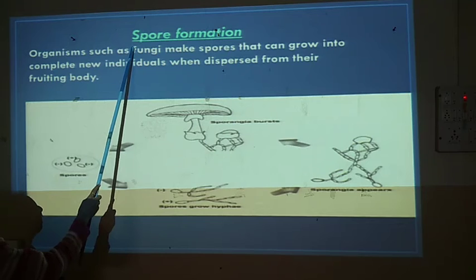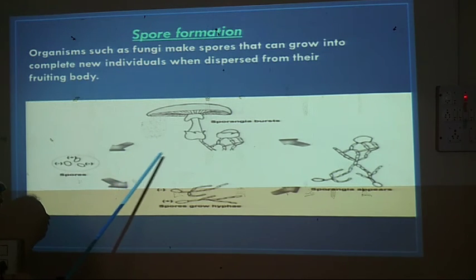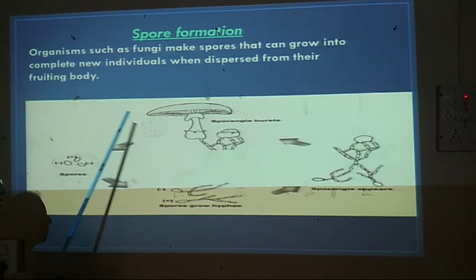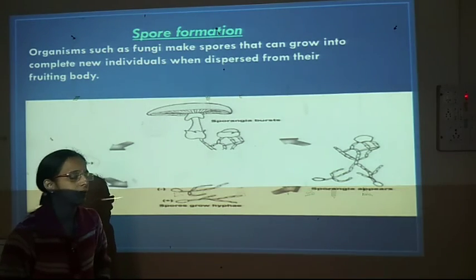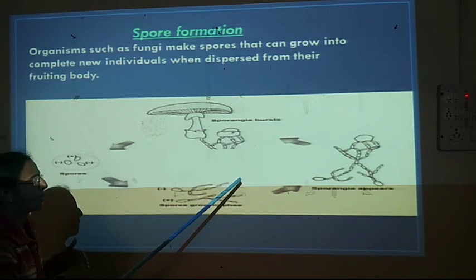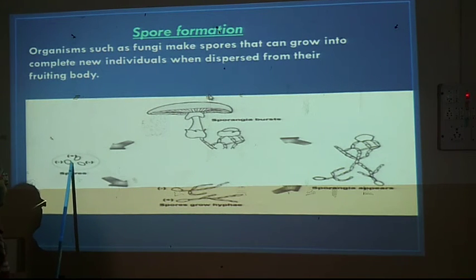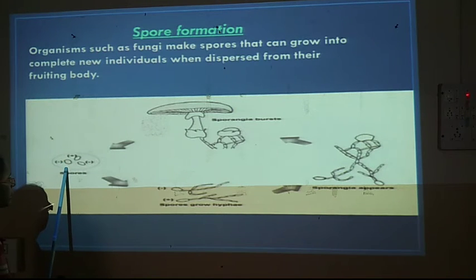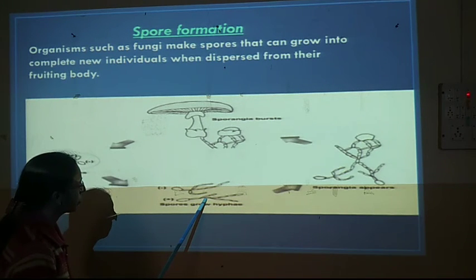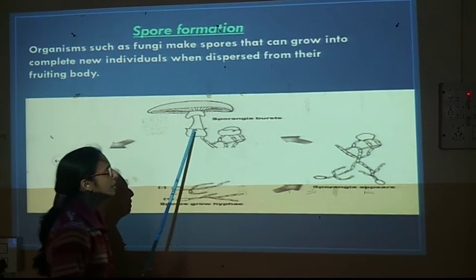Fourth type of asexual reproduction is spore formation. In case of fungi, for example Mucor, spore formation takes place. The spores are formed in the sporangia. In favorable atmospheric conditions, this sporangia, the bulgy part, breaks down, and many spores come out. Here is the sporangia, and these spores are present inside. When it breaks down, spores fall in the soil or air, and when they mature in favorable conditions, they again start to form individual organisms.